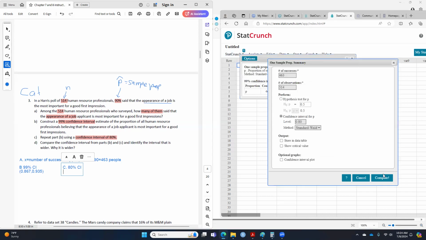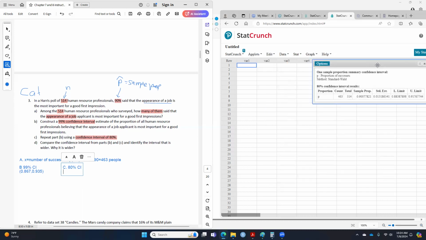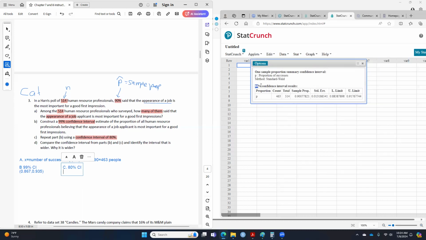So make sure, and then you hit compute. Then you will get yourself an 80% confidence interval. If you look at the result, they will tell you what kind of confidence level they use here, so you know that you're on the right track. So the 80% confidence interval in this case is 0.884 to 0.918. Okay, so this is the 80% confidence interval.